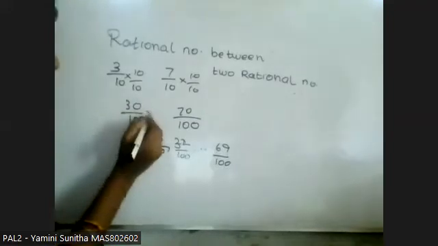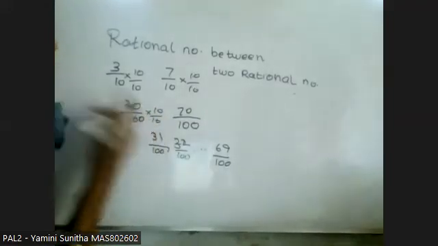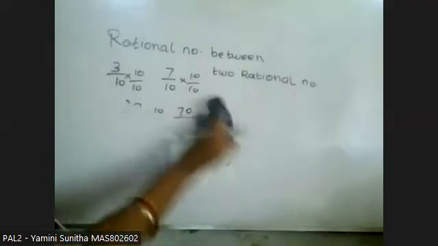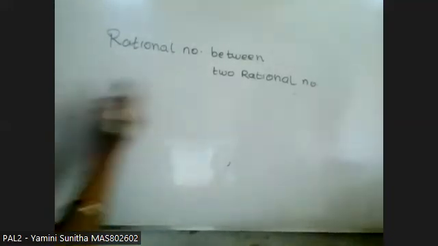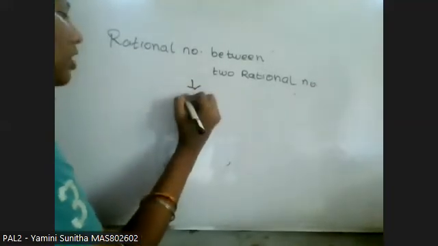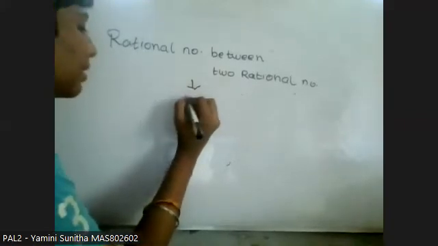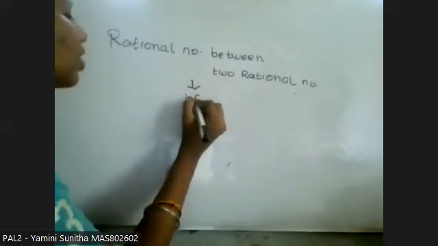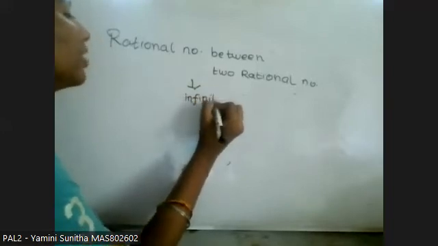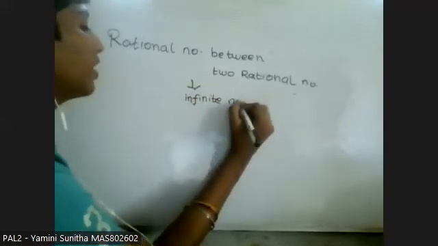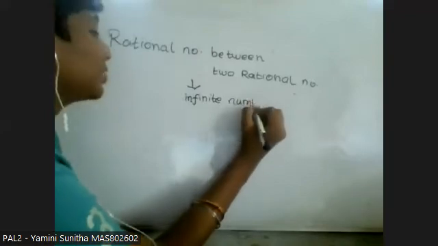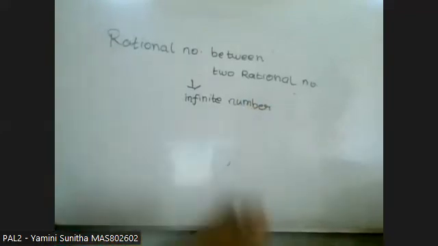Again you can multiply it by 10 by 10, so the count increases. So the number of rational numbers is not defined, meaning they are not definite. An infinite number of values will be there. Infinite rational numbers lie between two rational numbers.